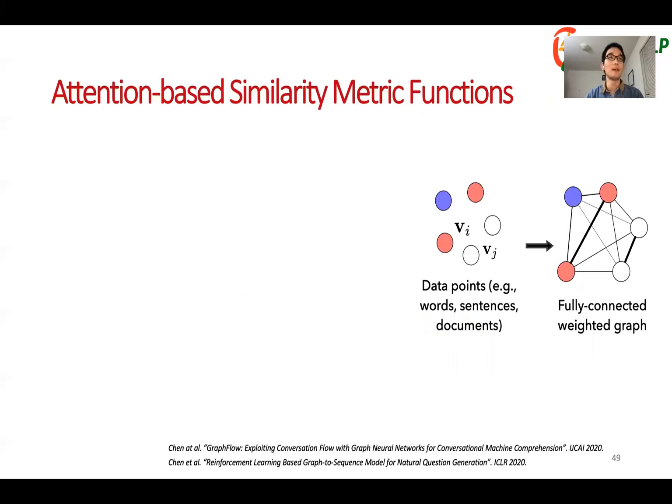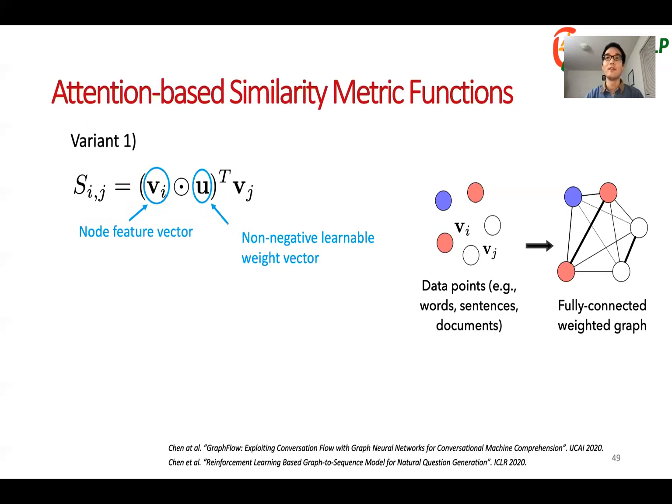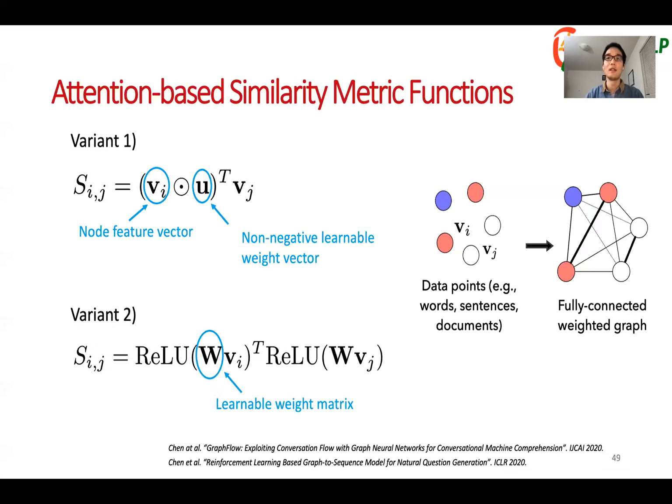Let's talk about attention-based similarity metric functions. In variant 1, Vi is the node embedding, and U is a non-negative weight vector learned to highlight the different dimensions of the node embeddings. In variant 2, W is the learnable weight matrix, which maps the node embeddings to a latent space, and the ReLU activation function is used to enforce the sparsity of the similarity matrix. In both variants, dot product is used to compute the similarity.